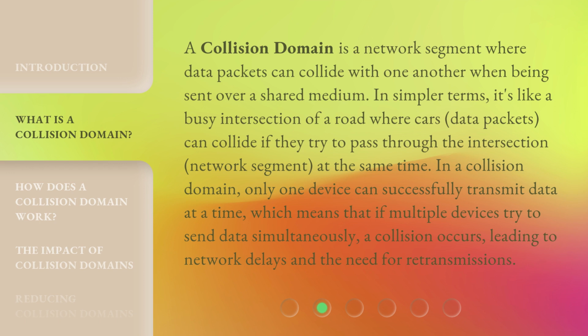A collision domain is a network segment where data packets can collide with one another when being sent over a shared medium. In simpler terms, it's like a busy intersection of a road where cars, data packets, can collide if they try to pass through the intersection, network segment, at the same time. In a collision domain, only one device can successfully transmit data at a time, which means that if multiple devices try to send data simultaneously, a collision occurs, leading to network delays and the need for retransmissions.